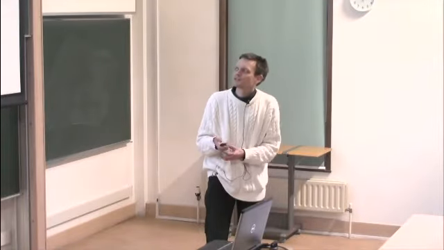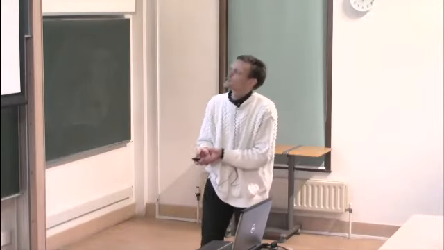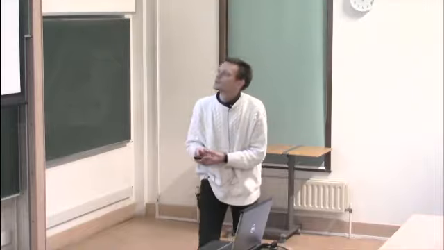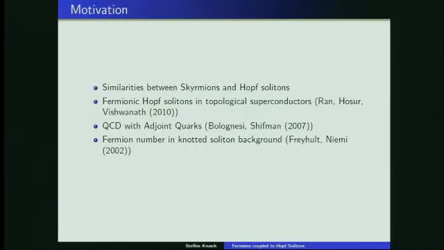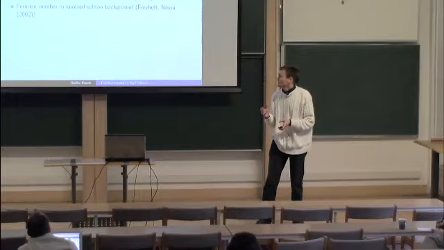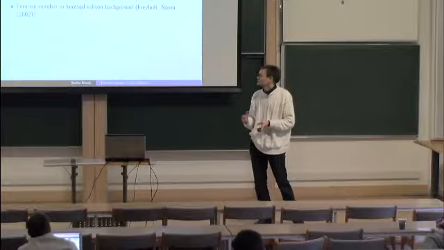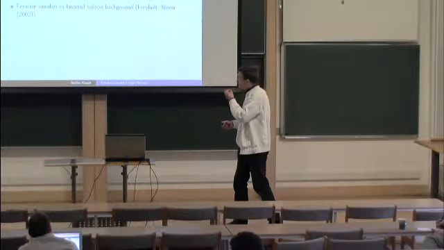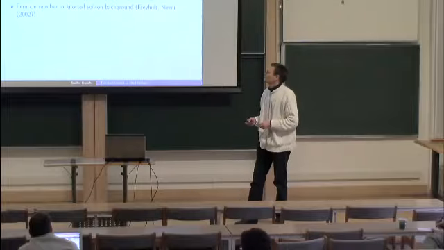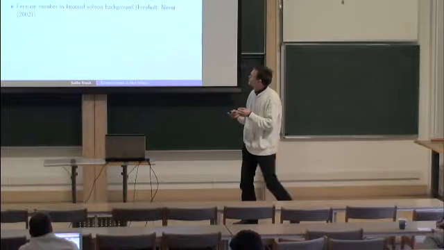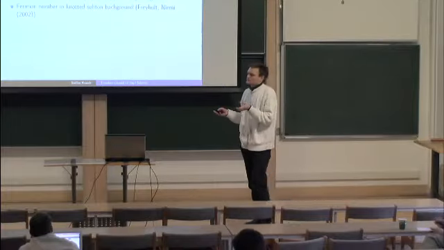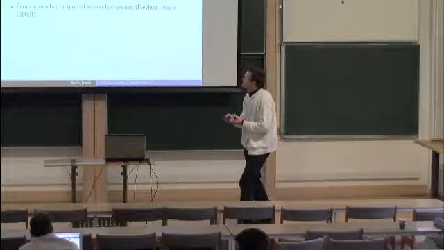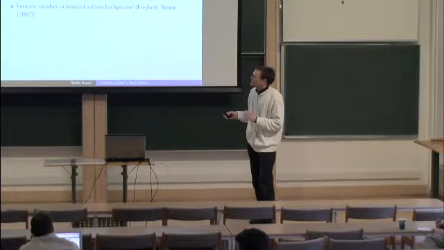There's some exact solution. This is my main motivation, but there's also quite a lot of recent interest in this. There was a paper on topological superconductors, topological insulators, and they basically had the same Lagrangian I'm going to look at, the same kind of coupling in flat space. They were also interested in the question of whether you can think of this excitation as a fermion. Their answer was yes, and they did some numerical calculations. There are also alternative QCD proposals where you use adjoint quarks, and then you also get these Hopf Solitons and a similar coupling term. Antiniemi did something on fermion number in a knotted soliton background, with a slightly different coupling term, but it's related.